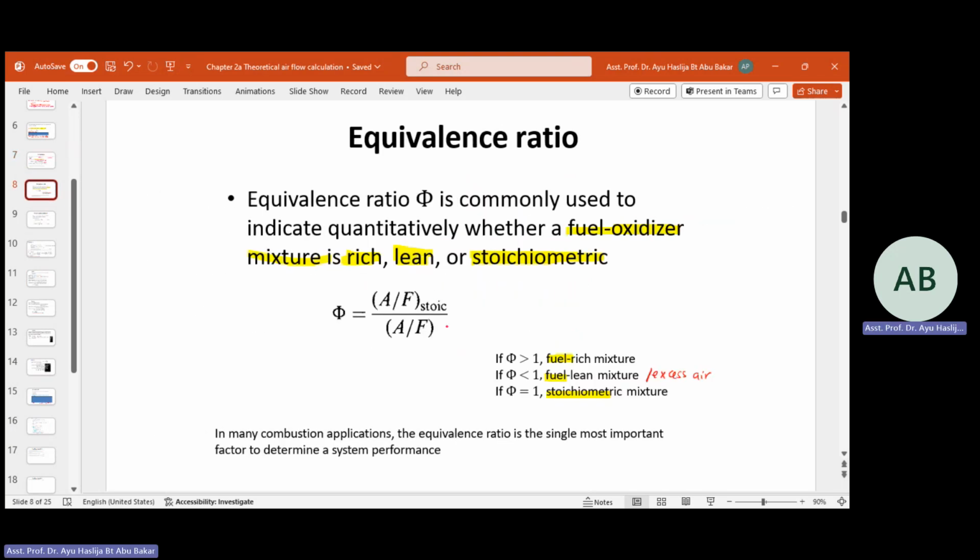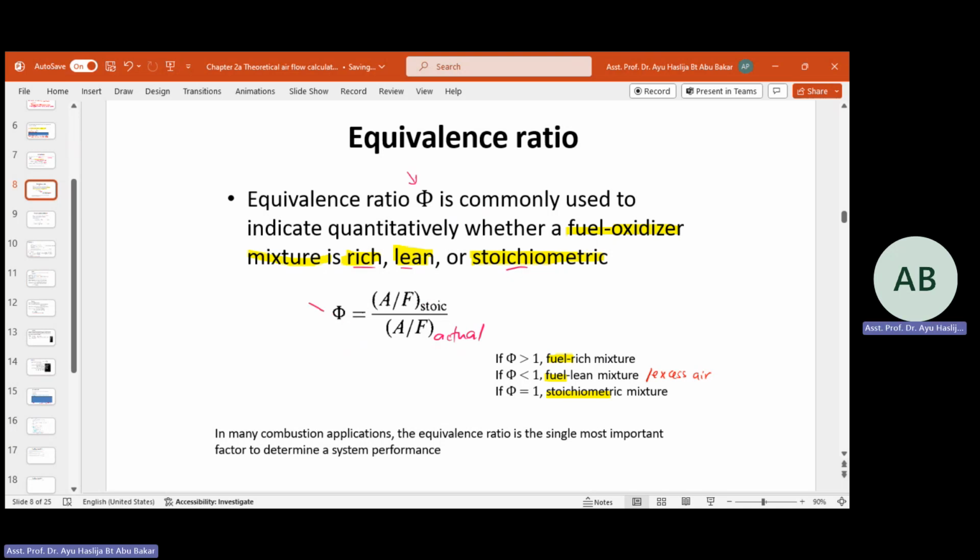Okay, next is equivalence ratio. Just now was the AF ratio, air-fuel ratio. Now equivalence ratio, by the sign of this, is commonly used to indicate quantitatively whether a fuel-oxidizer mixture is rich, lean, or at stoic. Meaning that from the ratio, the AF stoic and AF actual. This one is the minimum that we calculate at stoic and at actual.